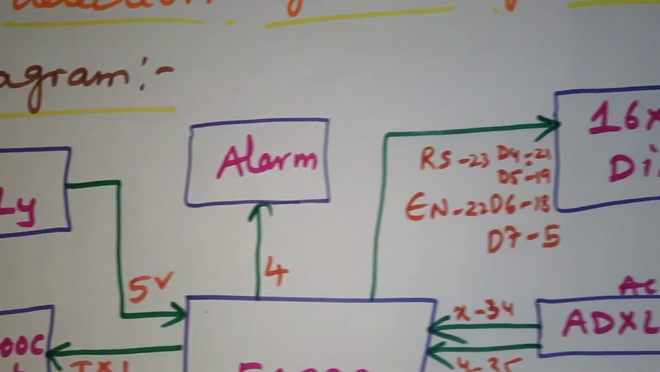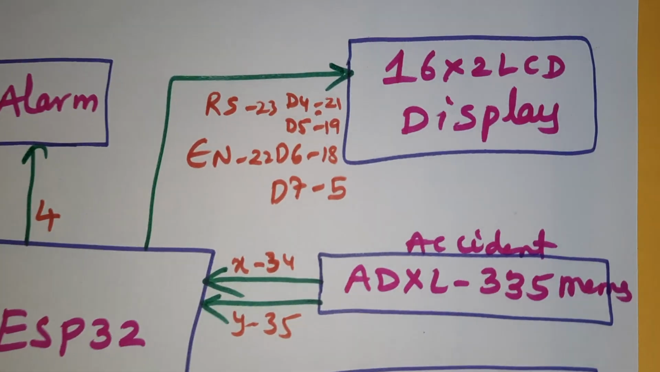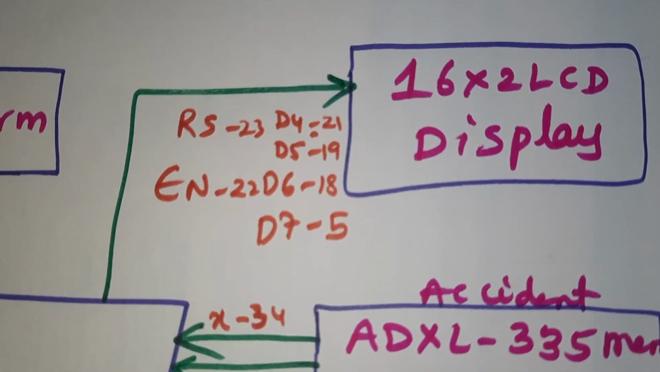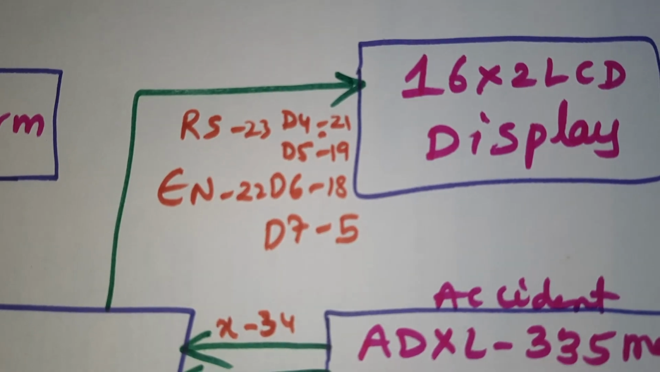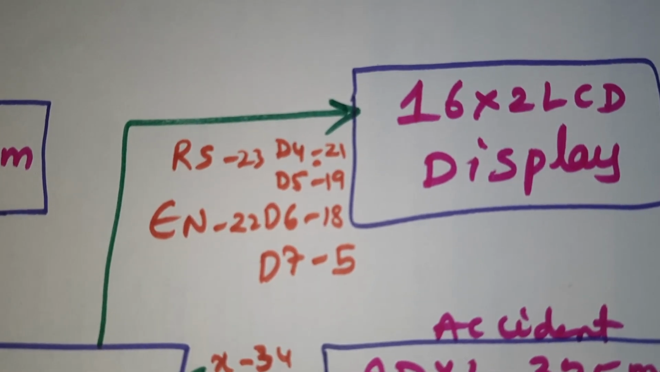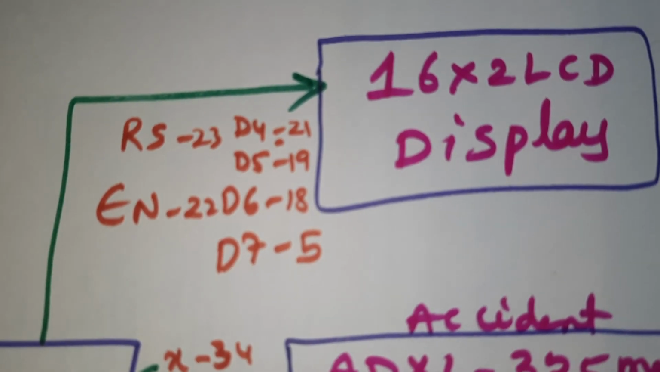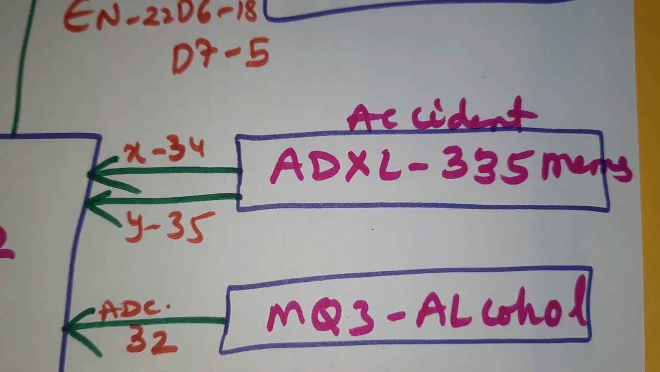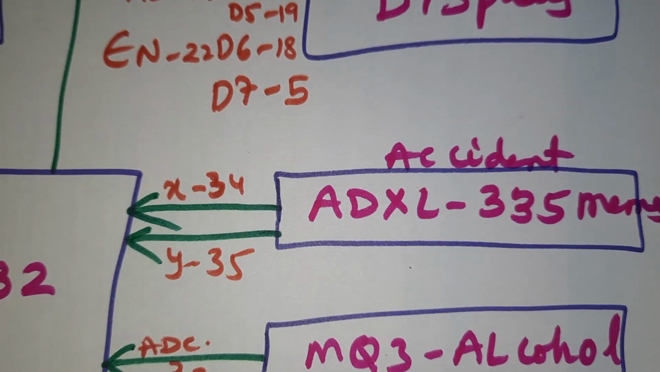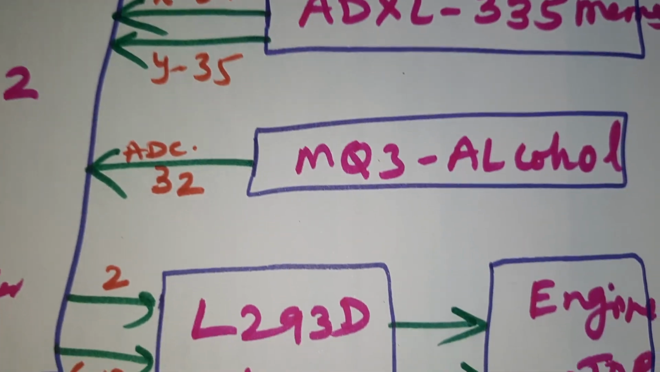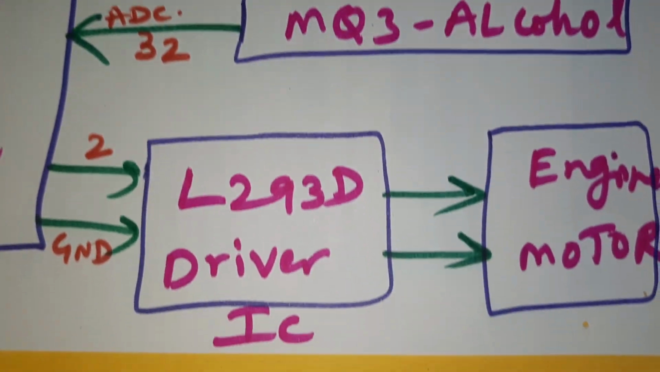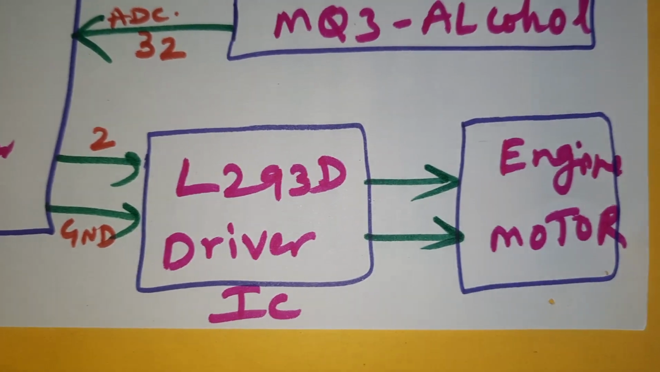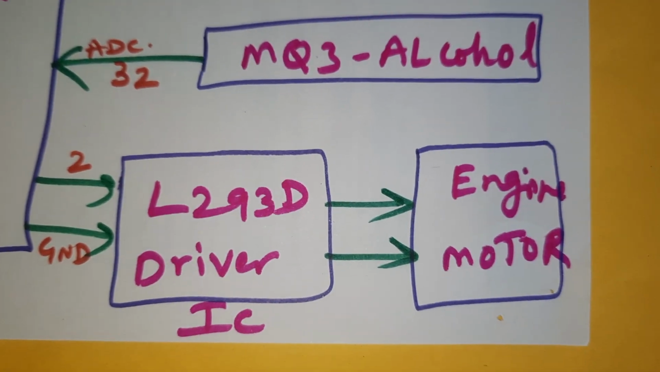The alarm is connected to the fourth pin. The 16x2 LCD display is connected with RS, enable, D4, D5, D6, D7 to pins 8, 9, 10, 11. On the ESP32, RS is 23, enable is 22, and D4, D5, D6, D7 are 21, 19, 18, 5. The ADXL335 accelerometer sensor is connected to ADC pins 34 and 35. The alcohol sensor is connected to pin 32. The L293D is connected to the second pin, the PWM pin, and the engine motor.